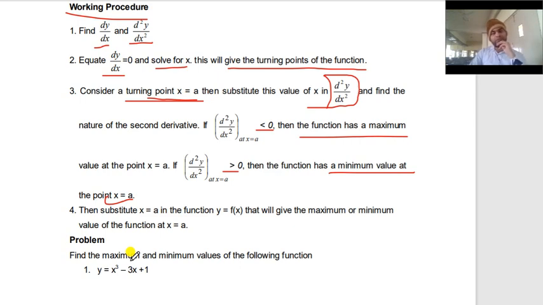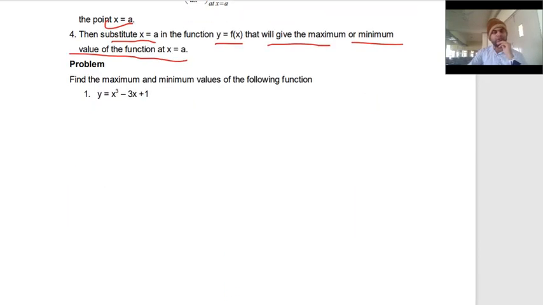Now we have to put the value of x that we have calculated, x = a, in the given function y = f(x). That will give us the maximum or the minimum value of the function at x = a. These maxima and minima problems we can see with the help of some questions.